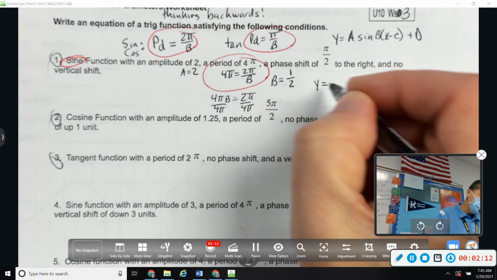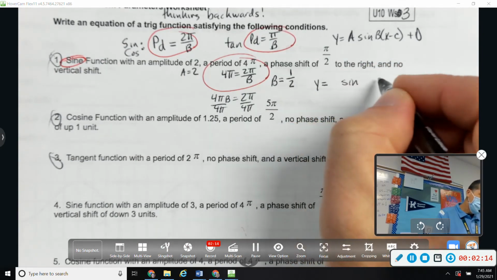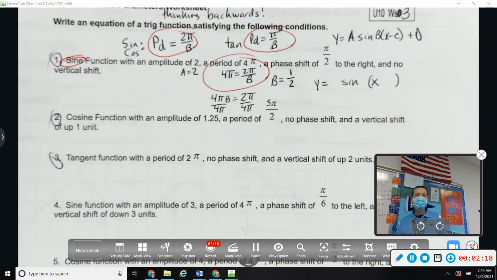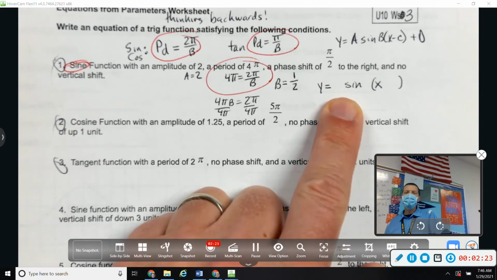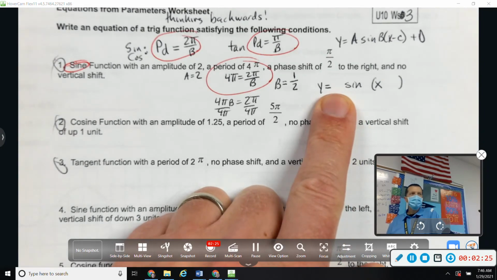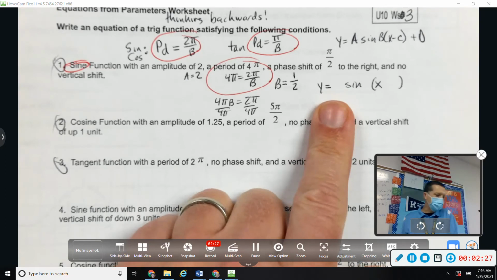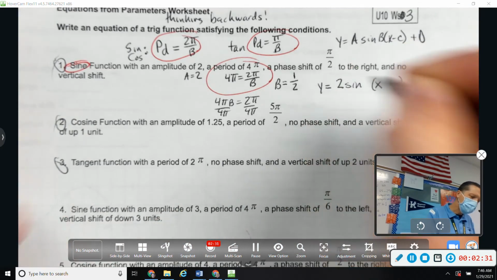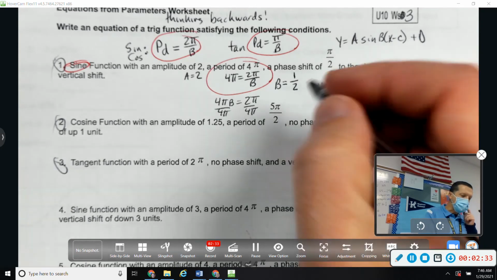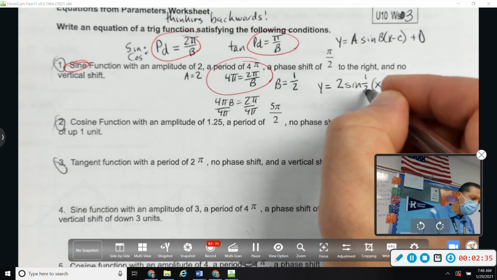All right, it's a sine function. So y equals something with sine. Well, what number goes in front of sine? Amplitude. And the amplitude for this one is 2. So in goes a 2. We just said that b was 1/2. That goes there.